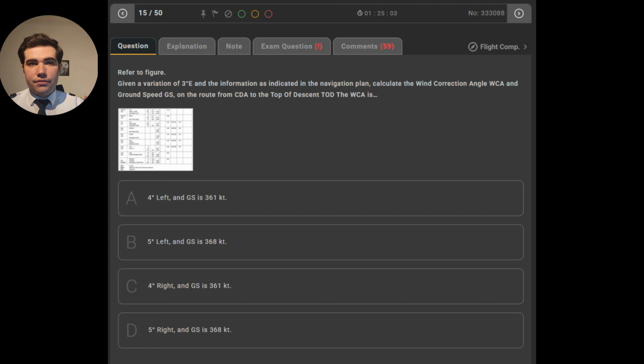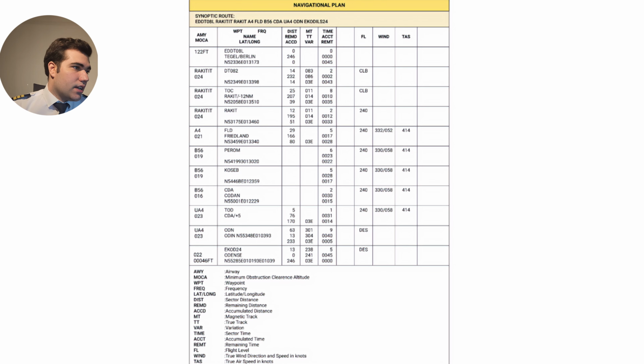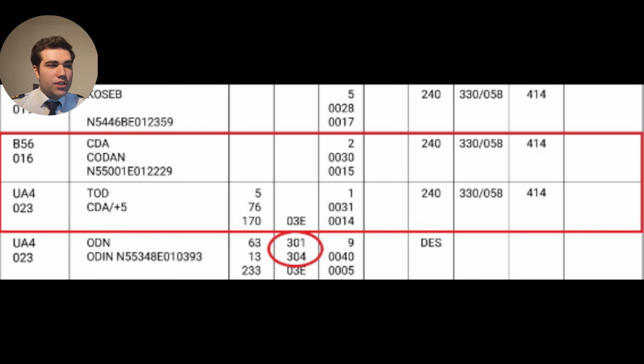Okay, so first of all, we have to check the annexes that we have right here. Since the question is asking for CDA to top of descent, which is TOD on this one, we only have to work with these ones. And as you can see on the navigation plan, 3 degrees east variation is already given in the question. So first of all, we know our true track, which is 304, and on the right hand side, we have the wind 330 degrees with 58 knots, and we have the true airspeed 414 knots.